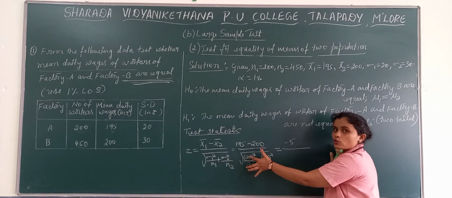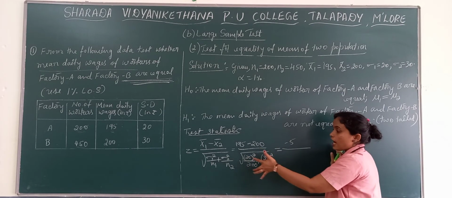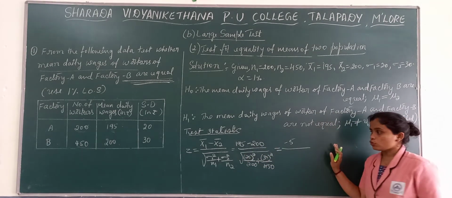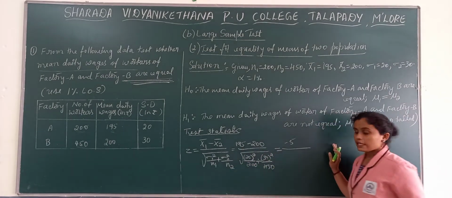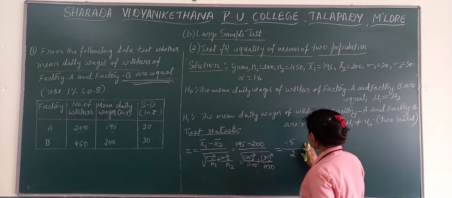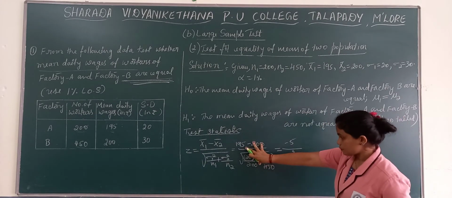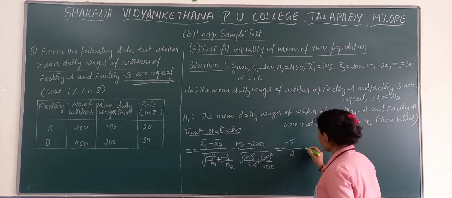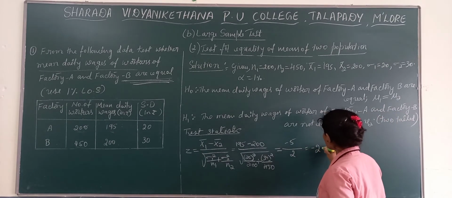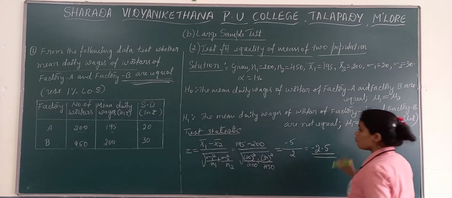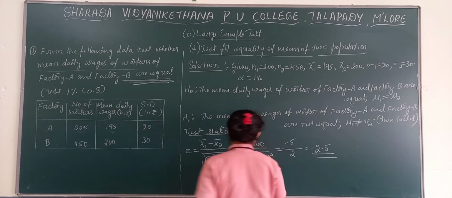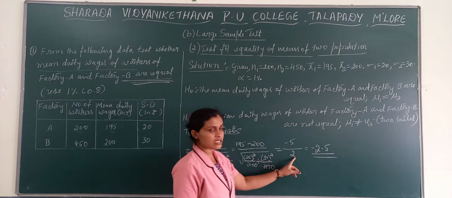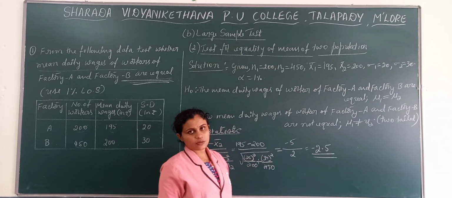First you need to make the square, then you have to divide. After dividing you have to add, then you have to take the root. When you take the root, you get the answer as 2. So from this you get minus 5 by 2, so we get the answer as minus 2.5. The calculated value is minus 2.5. If you want, you can extend these steps further and then you can get this particular answer.